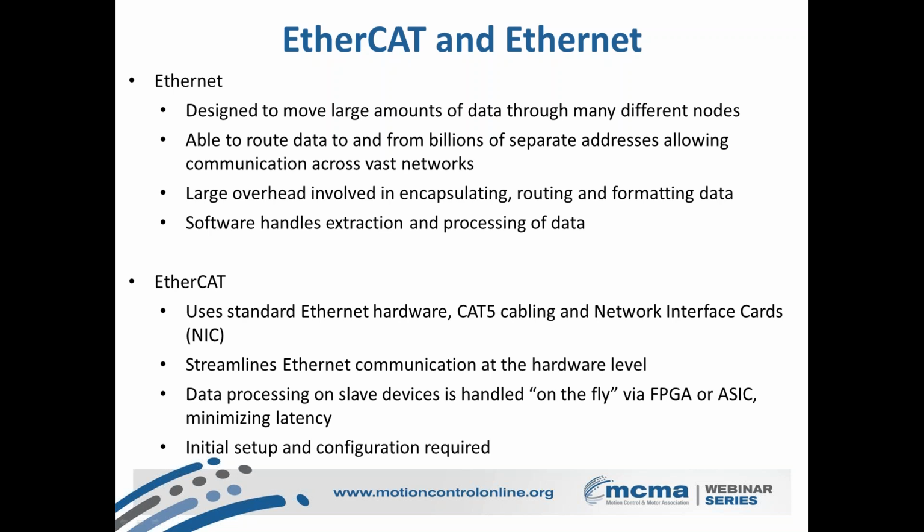But Ethernet is designed to move large amounts of data through many different nodes, able to route data to and from billions of separate addresses, allowing communication over vast networks like the internet. Ethernet communication is what the internet uses to move pretty much everything. However, all of this flexibility incurs a large overhead involved in wrapping that data up and routing it. So not only does your Ethernet packet have an address attached to it, it's got a protocol attached. So basically, where is it going? How is it supposed to be read? And how is it supposed to be responded to? There's a lot of overhead in processing that data.